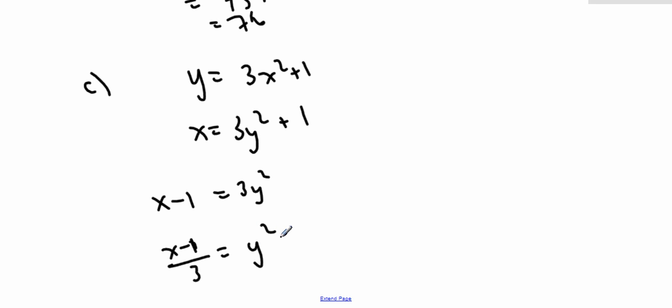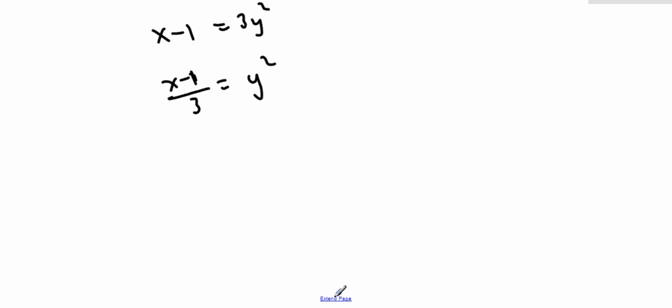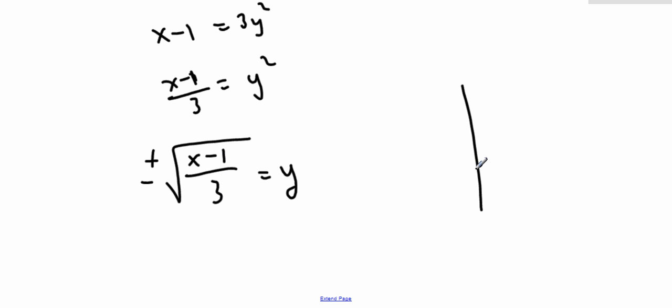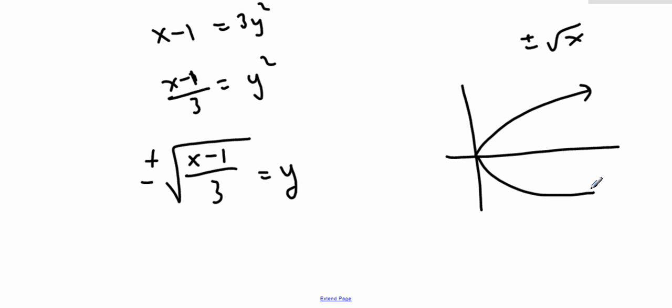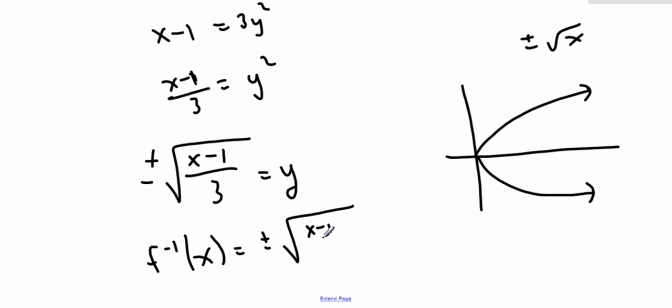Now at this point I have to take the square root. And it's important that you remember that when you take the square root, you get two answers. So it's plus or minus the square root. And the reason why is that the square root function looks like this. That's only half a parabola. So plus or minus is how you get both sides of the parabola in an inverse equation. So again, now I just have to write this properly as the inverse of the function f. And there's my solution.